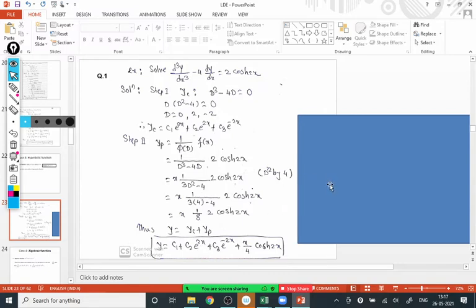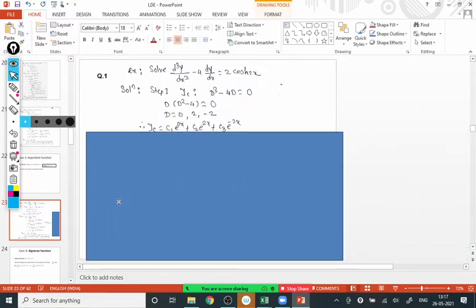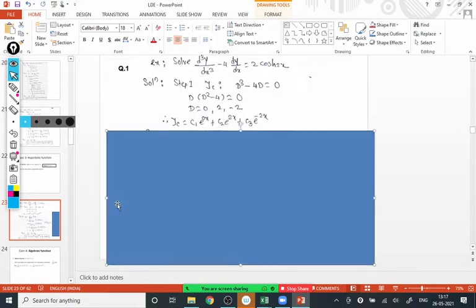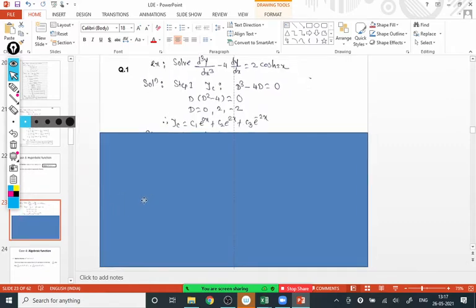Now we have to do the same thing by the method of variation of parameters. So let me show you this same numerical here.